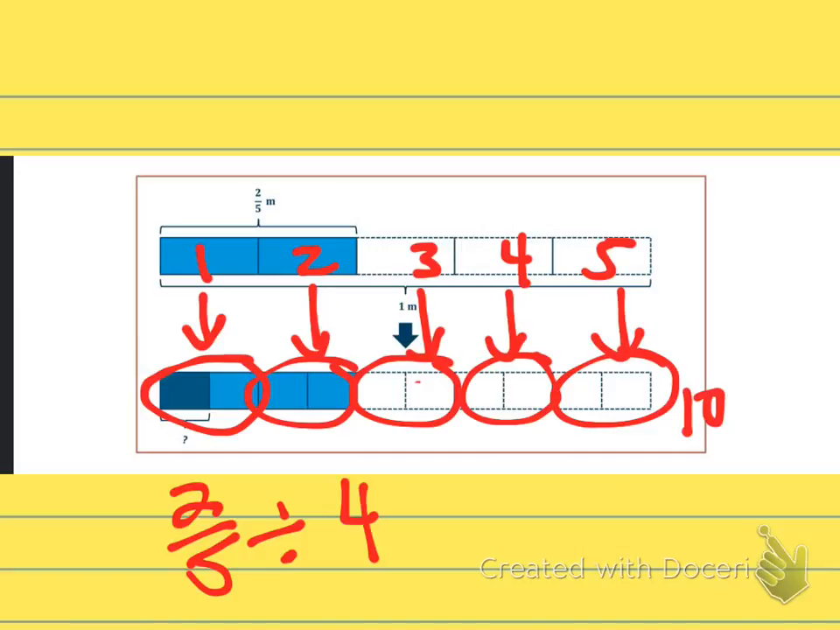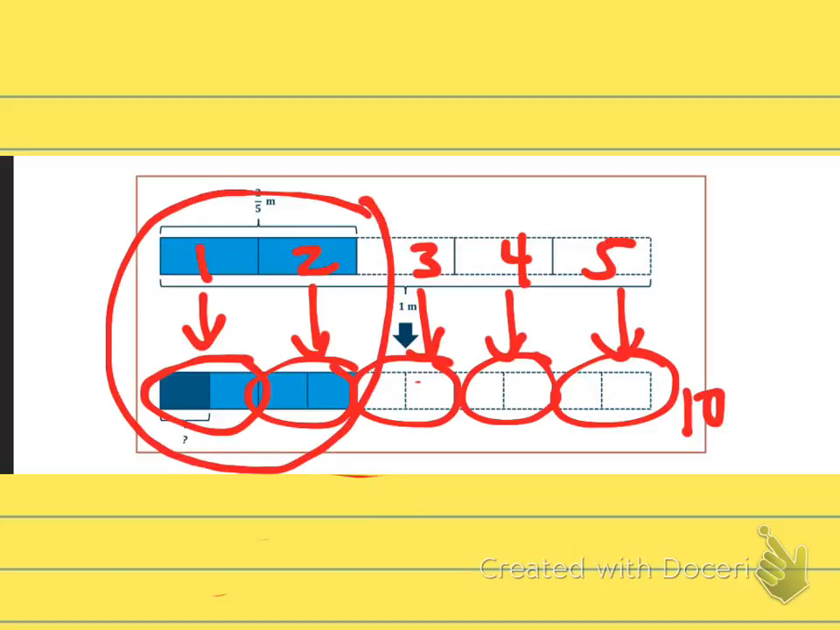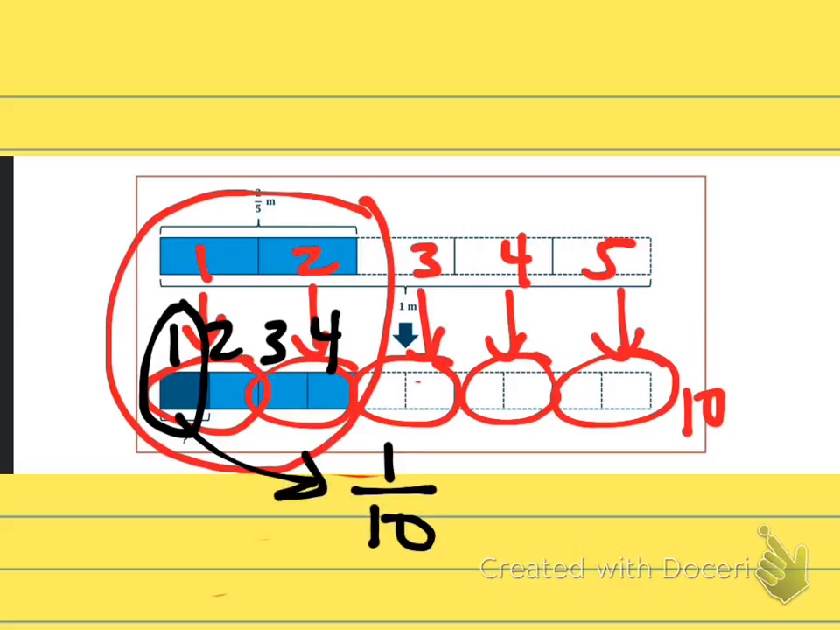And since we need to get 2 out of 5 pieces, these 2/5, where we're going to concentrate here, become 1, 2, 3, 4 pieces, right? But now we just need to know how much for each one. This means 1 out of the 10 pieces, okay? And that's the same answer we got when we did 2/5 divided by 4, which we did times 1/4, and then we simplify to 1/10.